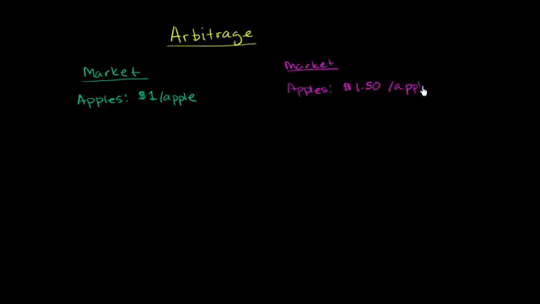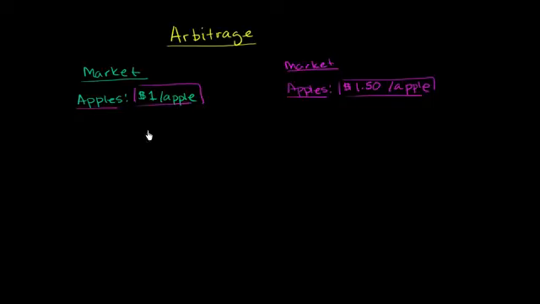So how could you take advantage, and we're going to assume that these apples are completely identical apples, of this price difference on these identical things to make a risk-free profit? Well, ideally, you would want to sell apples in the more expensive market where you could get $1.50 per apple. And you would want to buy apples in the less expensive market where you can get them for $1 per apple. And that's exactly what you would do.